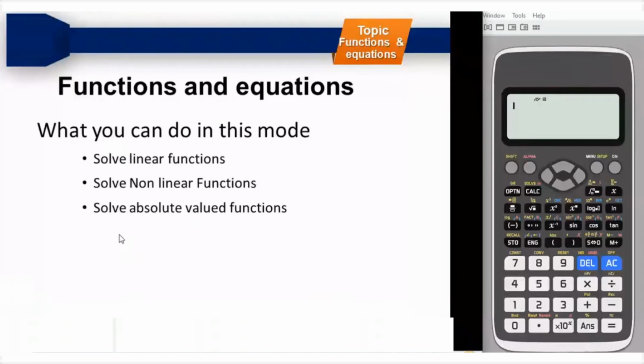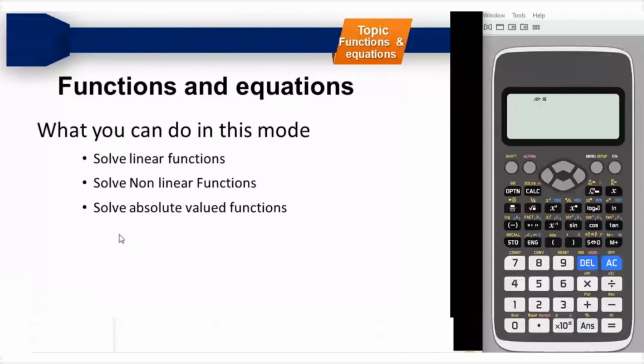Functions and equations. In this mode, you can solve linear equations or linear functions, non-linear functions, and absolute valued functions, which are also called modulus functions. It is very important that I clarify here that in this particular episode, we will not be discussing simultaneous equations and polynomials, that is the quadratic or the cubic equations. Functions and equations is a separate topic, and simultaneous equations and polynomials is a separate topic, which we have already discussed. So today we'll solely be focusing on functions and equations.